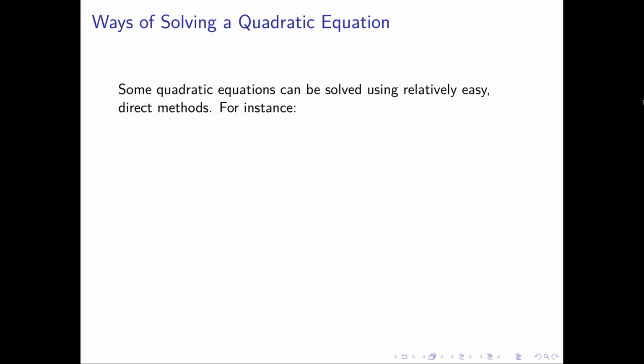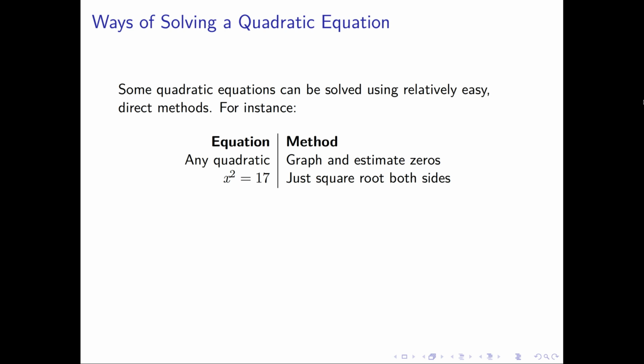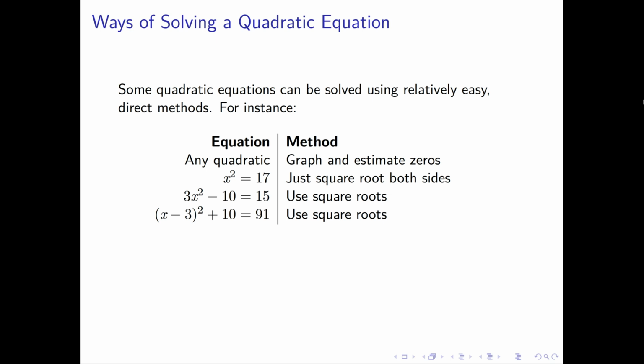We've already learned how to solve different types of quadratic equations without using the quadratic formula. For instance, any quadratic equation can be solved by estimating its zeros on a graph. This can be solved by square rooting both sides. This one can be solved by adding 10, dividing by 3, and using square roots at that point. And this can be solved in a similar way with one additional step.